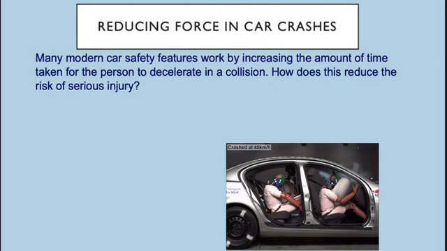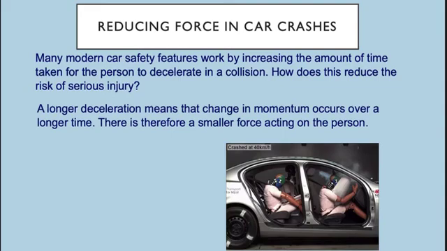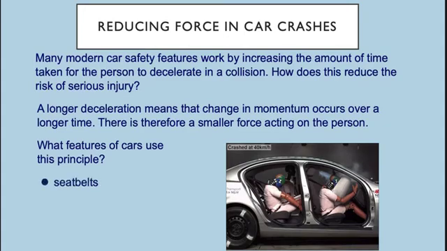And we know that the force equals the change in momentum divided by the time. So what we can do though is we can increase the time it takes for you to stop. So if you can increase the time it takes to stop, then you're going to decrease the force that you're going to feel. So having a longer deceleration means that the change in momentum occurs over a longer time and is therefore going to have a smaller force acting on the person. So there are three key features that car manufacturers use. We have seatbelts, airbags and crumple zones.